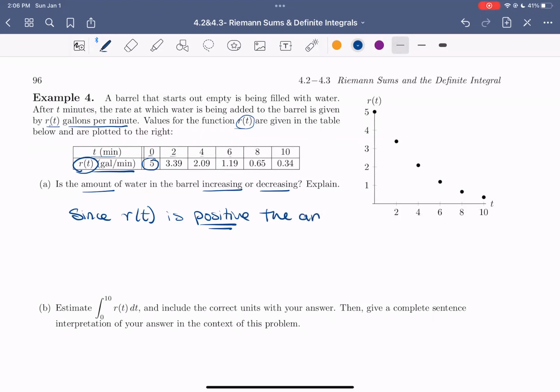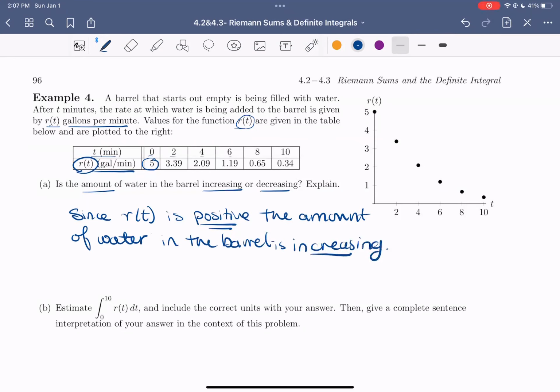The amount of water is increasing. And maybe I'll even be more specific. The amount of water in the barrel is increasing.